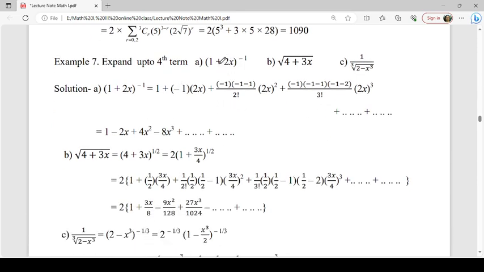So this is 1, then n is minus 1, so it is 1 plus nx, where x is twice x, then minus 1, n into n minus 1, so n is minus 1, so minus 1 into minus 1 minus 1 by 2 factorial, then x is (twice x) whole square, then minus 1, minus 1 minus 1, minus 1 minus 2, then 3 factorial, it is (twice x) whole cube. So up to the fourth term, so only first, second, third, fourth. After that we need not find this.